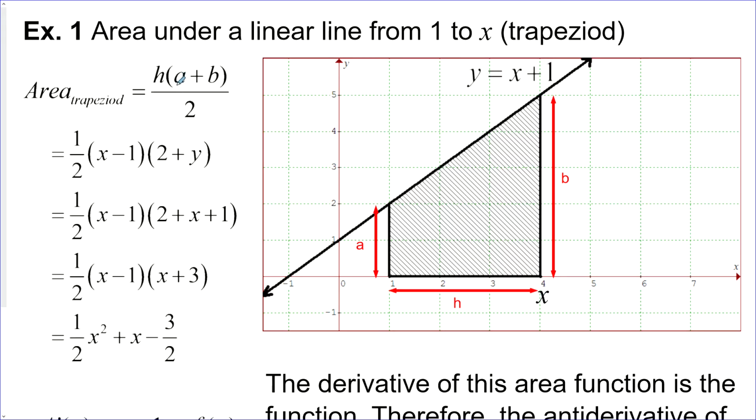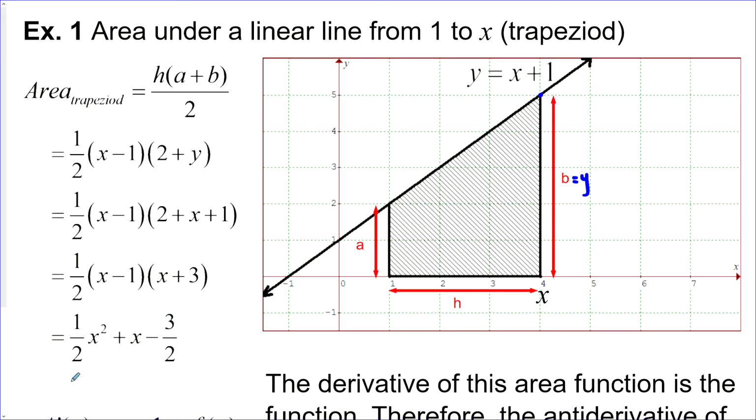And then we have a plus b. Now we do know a, it's 2, but we don't know what b is. B is just whatever our y value is here at this point x. So our b value is just going to be y, so that's why I put y right here for b. Then I don't want y here, I'm going to sub it out using this equation, x plus 1. So there it is. And simplify that and multiply it out, and this is the area of this trapezoid.